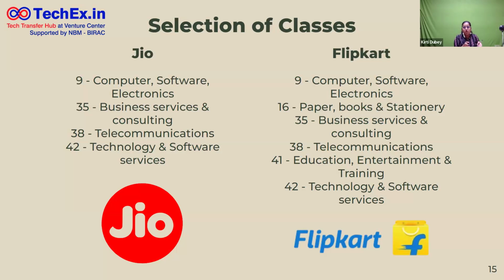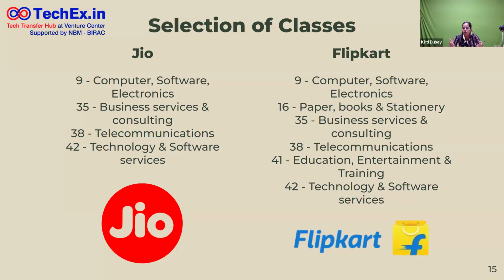Any software product would come under class 9, and any software service that some businesses provide would fall under class 42. Similarly, Flipkart has also protected their mark within these classes, and further in class 16, which is for paper, books and stationery, and class 41, which is for education, entertainment and training. Now, these are still a very limited number of classes to protect your mark under.